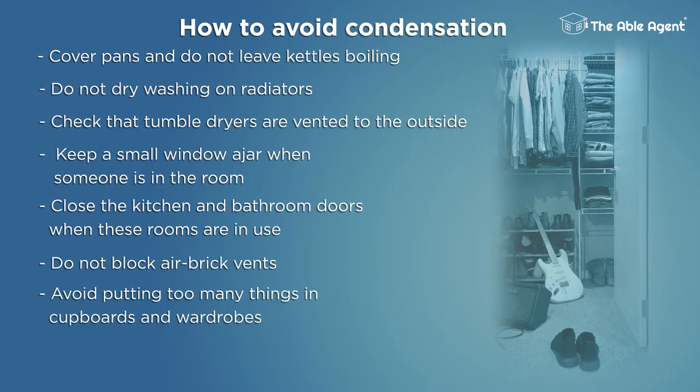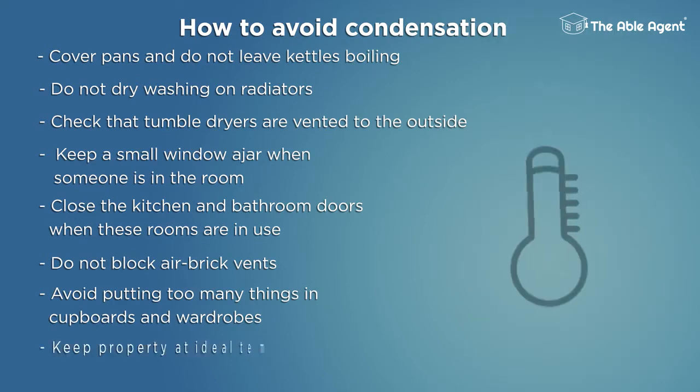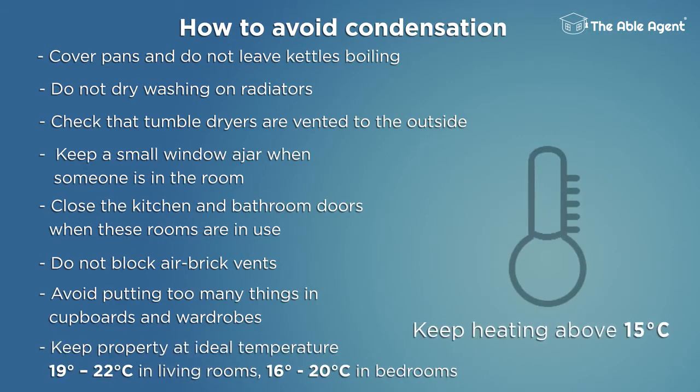Avoid putting too many things in your cupboards and wardrobes as it stops the air circulating, and position your wardrobes against internal walls if possible. Keep a property at an ideal temperature, which we consider to be between 19 and 22 degrees Celsius in living rooms and between 16 and 20 degrees Celsius in your bedrooms.